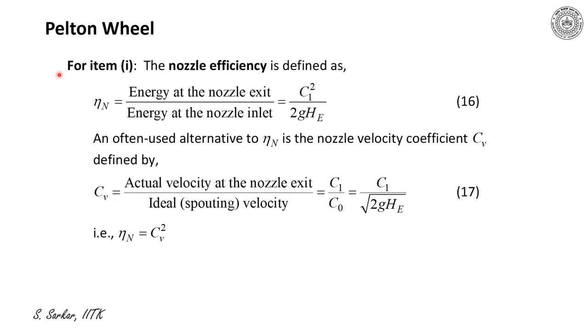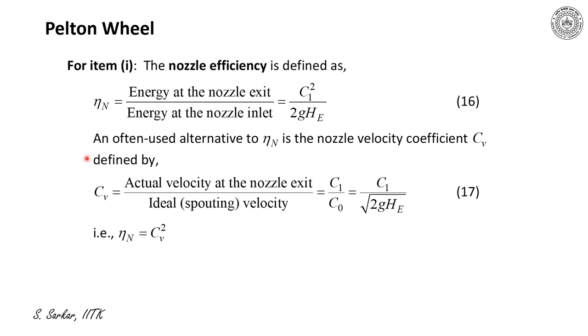Now, with respect to item 1, that is nozzle loss, I can define here the nozzle efficiency, which can be expressed as eta n equal to energy at the exit of the nozzle, which is indicated by the kinetic energy of the jet, divided by energy at the nozzle inlet, that is represented by the available head. So eta n can be expressed as C1 squared by 2 divided by g into H, which is equation number 16.